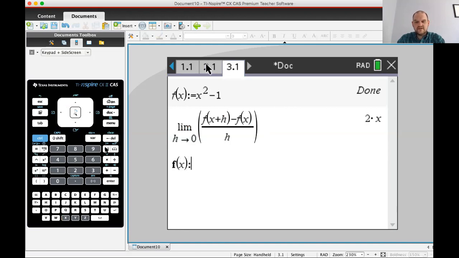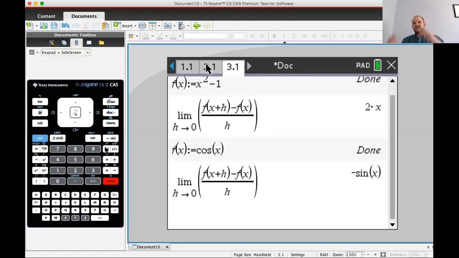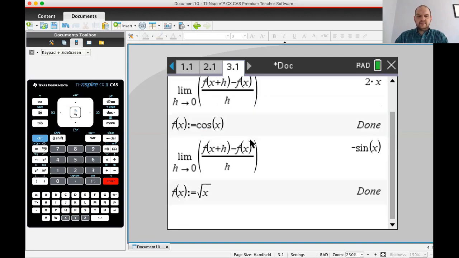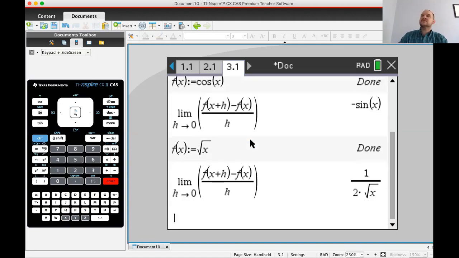F of x is, I don't know, cosine of x. Let's see what the calculator says. Negative sine of x. What? Who knows? But the calculator will do it. So you can play around with your calculator and work out some things, right? So f of x is the square root of x. Let's see. 1 over 2 root x. What the heck? Just try it. Just make some up. See what happens.